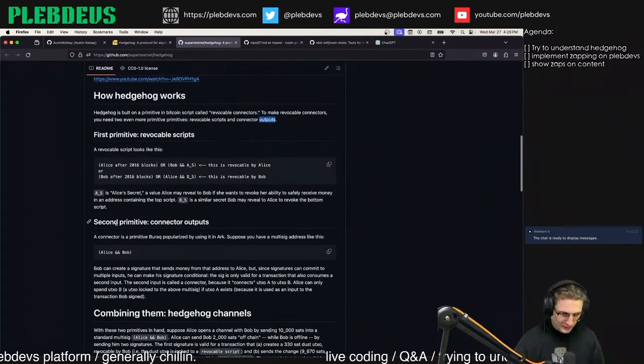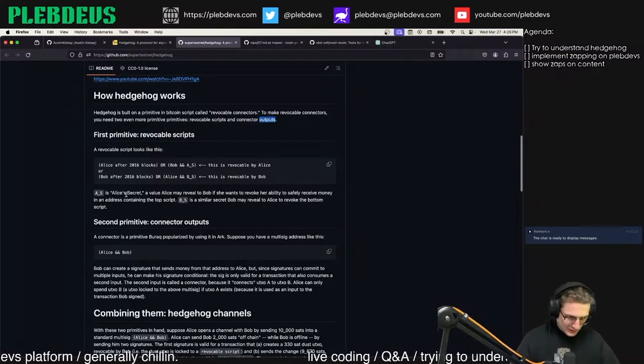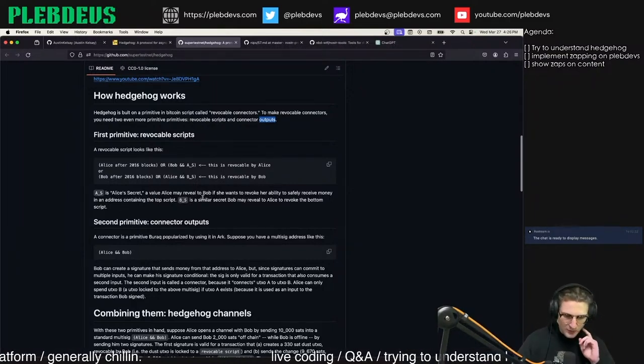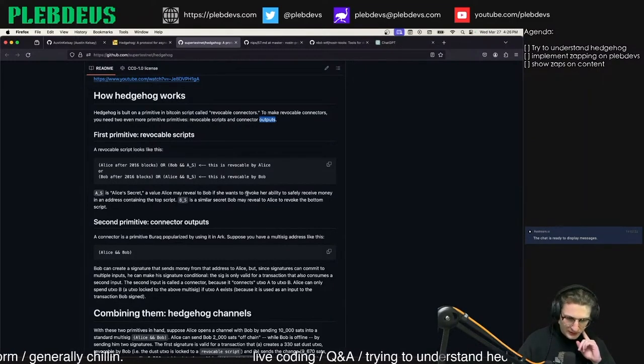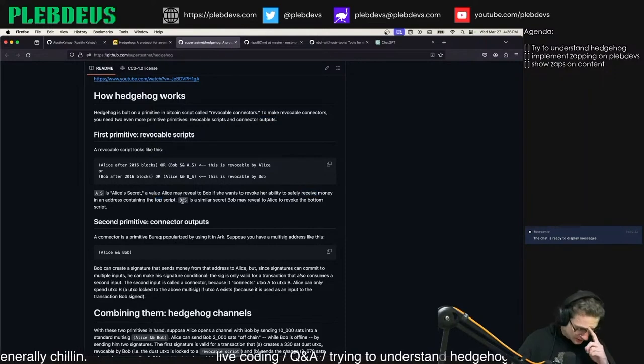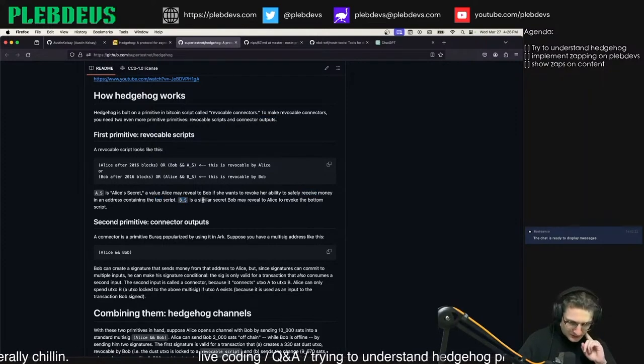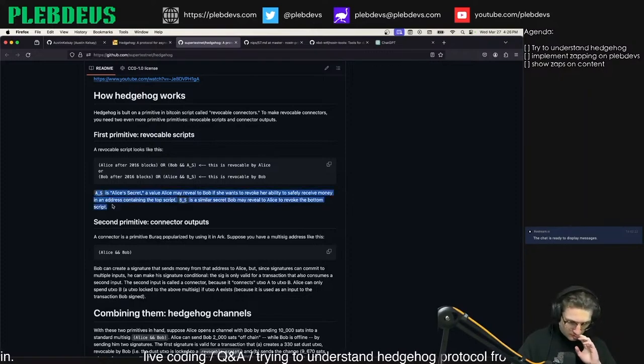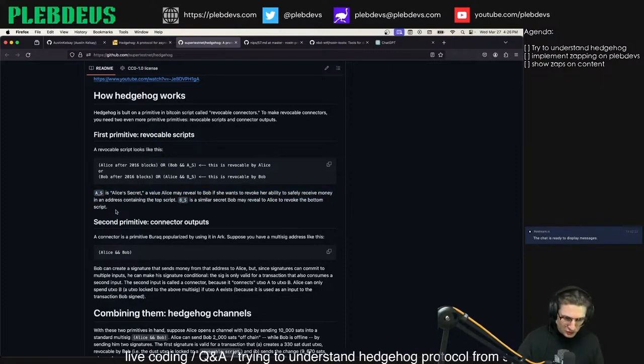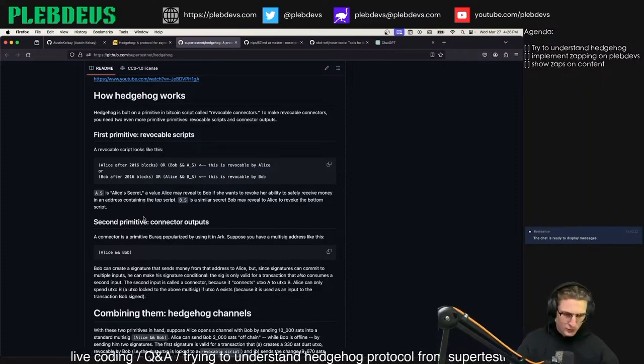So we talked about the revocable script. So AS is Alice's secret, a value Alice may reveal to Bob if she wants to revoke her ability to safely receive money in an address containing the top script. BS is a similar secret Bob may reveal to Alice to revoke the bottom script. Okay, and I guess by bottom script here, we just mean the latest state update. I believe so.